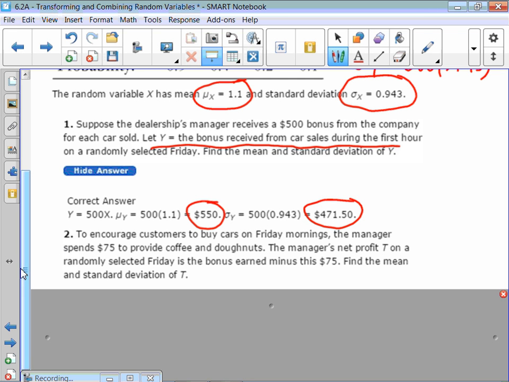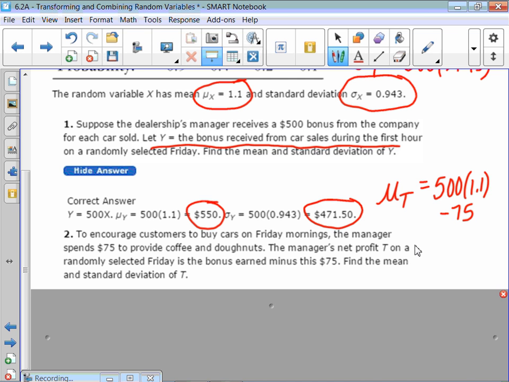Okay, so to encourage customers to buy cars on Friday mornings, the manager spends $75 to provide coffee and donuts. The manager's net profit T on a randomly selected Friday is what? Find the mean and standard deviation. So now I'm doing mean of T. So it was 500 times 1.1, and then, what else am I going to do to the mean now? Exactly. I'm just going to subtract 75.